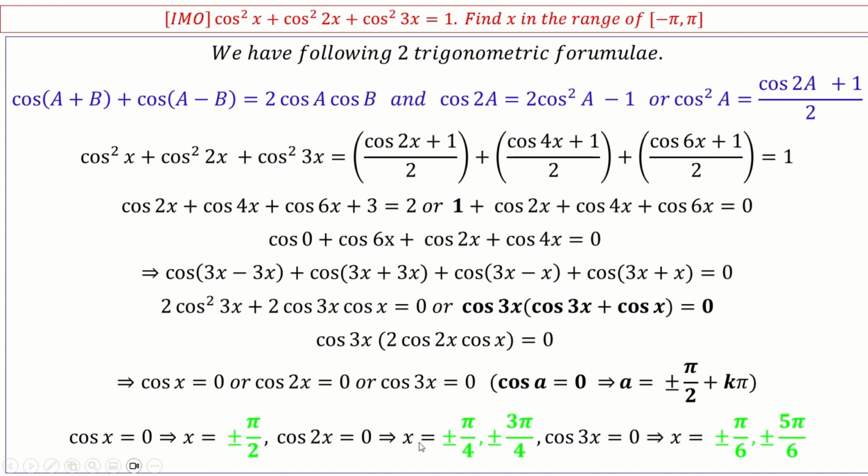Next one is cos 2x equal to 0. So x is plus or minus pi by 4. And plus or minus 3 pi by 4 also possible here. If I take k as 1, plus or minus 3 pi by 4 you'll get. If cos 3x equal to 0, x is plus or minus pi by 6, and I'll get another option, plus or minus 5 pi by 6. So 4 plus 4, 8 plus 2, 10. These 10 are the possible solution set for this equation. Yeah, next.